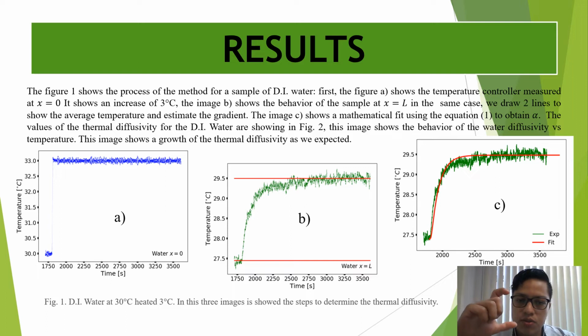And why? Because we need to obtain the gradient temperature to put it in equation 2 to be able to find an ideal fit. Showing the third image, we can see a fit solution employing equation 2 with the conditions and parameters, and we can estimate the thermal diffusivity.